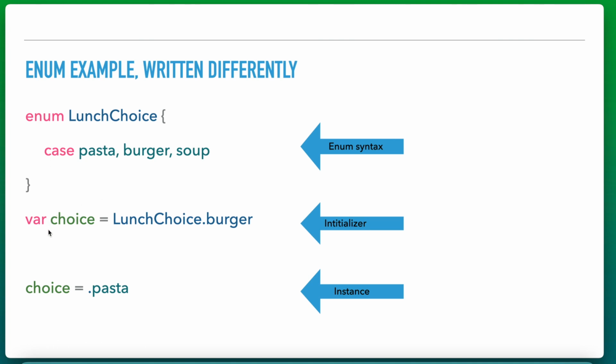Here's a little bit of a different way to create instances of enumerations. Here we have one that's a variable, so we can have constants or variables. Here our lunch choice is burger. This is our initializer, it's our first one. And then we have an instance where we have updated that variable to pasta.